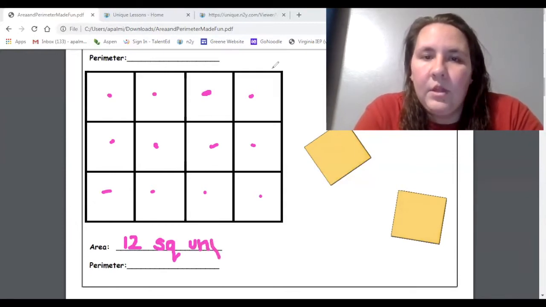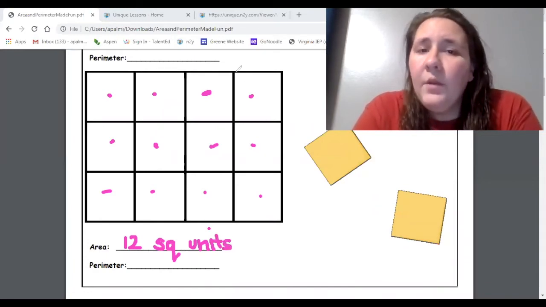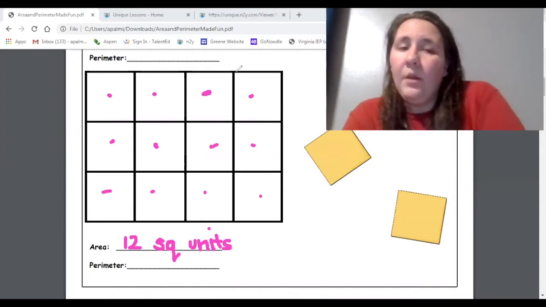Sorry, it's very difficult to write with this pen on the computer, but we're making it work, right? All right, 12 square units. Okay, so now we're going to move on to finding our perimeter.